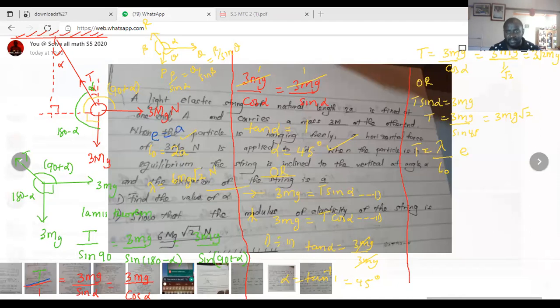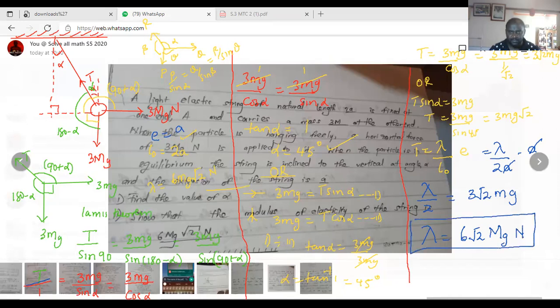A. So therefore, one can say lambda over 2A times A. With this A and A, they can be lost. Then we shall have lambda over 2 is actually equal to the tension, which is 3 root 2 of mg. When I cross multiply, I will finally confirm that lambda is 6 root 2 of mg newtons. Hence proved. And that is our answer.